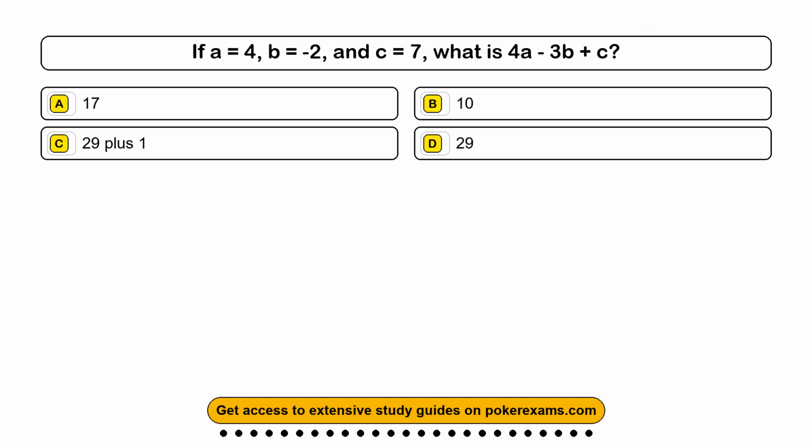Question 8. If A equals 4, B equals minus 2, and C equals 7, what is 4A minus 3B plus C? Option A 17. Option B 10. Option C 29 plus 1. Option D 29.